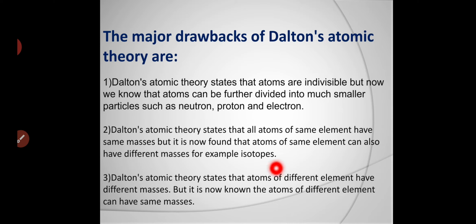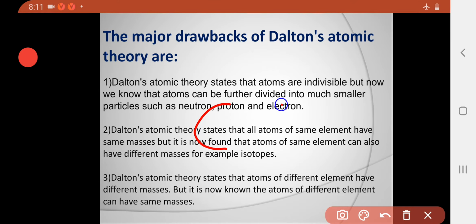Again, Dalton's theory states that atoms of different elements have different masses. But here his theory failed again. If you take carbon, nitrogen, oxygen, these have different masses, right? But some elements have the same mass. Here also Dalton's theory failed to explain, or his theory proves wrong.